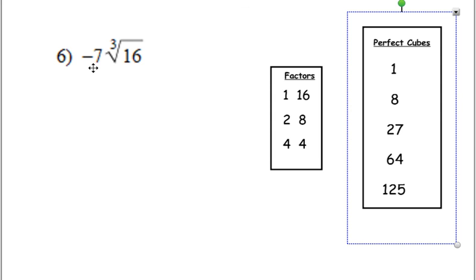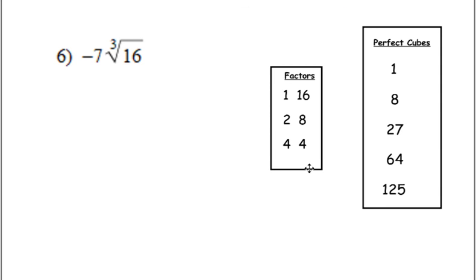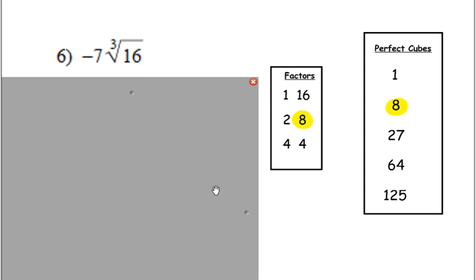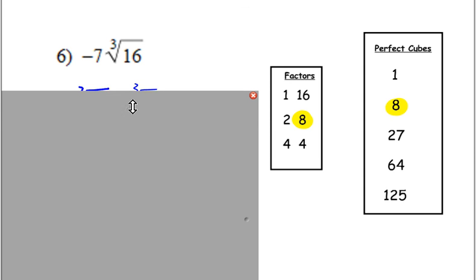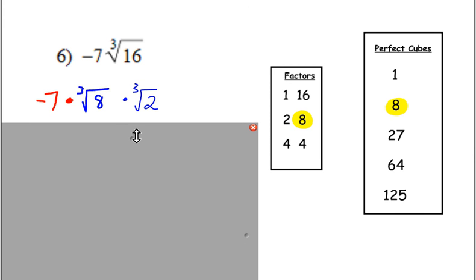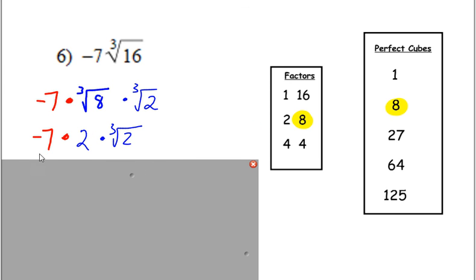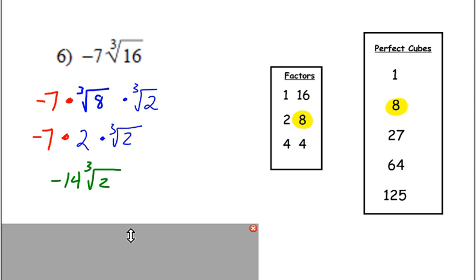Number 6, negative 7 times the cube root of 16. Here are the factors of 16. Here are the perfect cubes. Are any of the perfect cubes factors of 16? 8 is a factor and a perfect cube. So I can rewrite this as negative 7 times the cube root of 8 times the cube root of 2. I can simplify the cube root of 8 to 2. So negative 7 times 2 times the cube root of 2, which simplifies to negative 14 cube roots of 2.